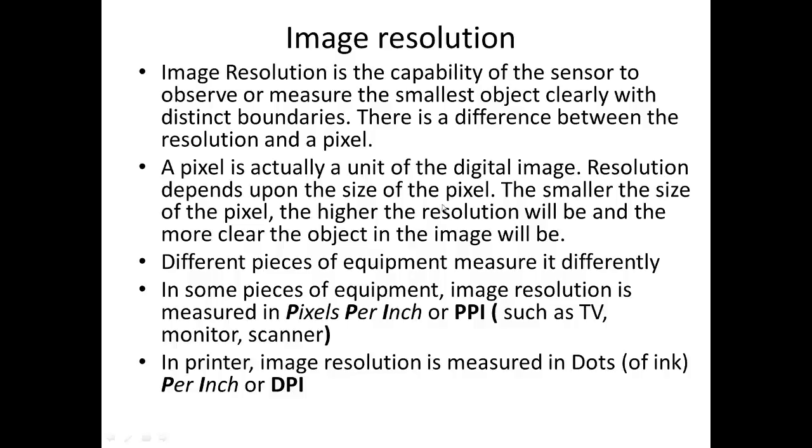For PPI, generally speaking, if the size of the pixel is smaller, that means the resolution will be high. In this case, the object will be more clear. The same in printing: if the number of dots per inch is high, that means the resolution is high.